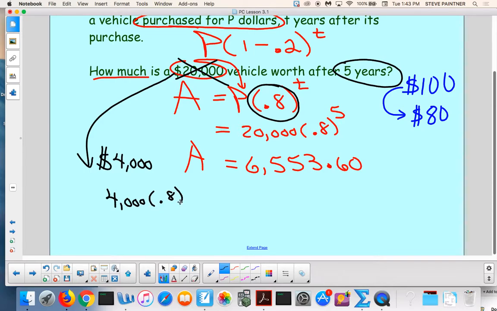It's only $500. That's all I pay. I wouldn't even pay $500. Okay, there. How much? 1,310. Okay, so you guys, take a look. This time, you bought a $4,000 car. 5 years later, you can sell it for $1,300. You lost $2,700. But on the other one, you lost $13,500.